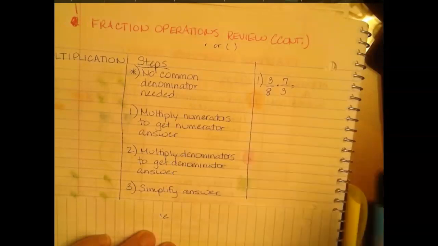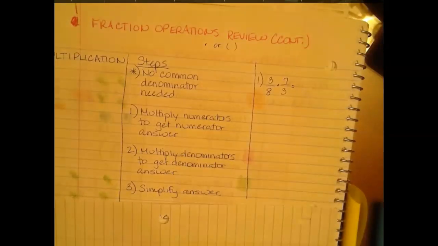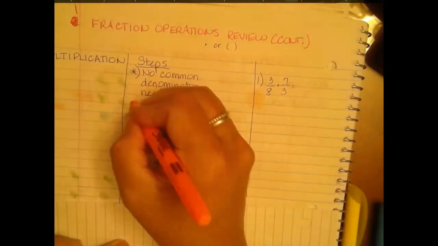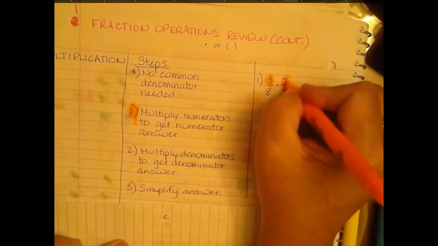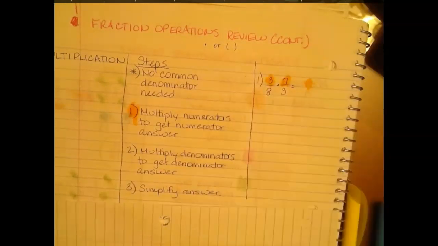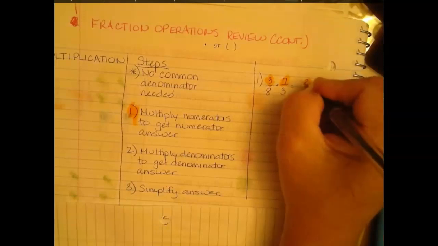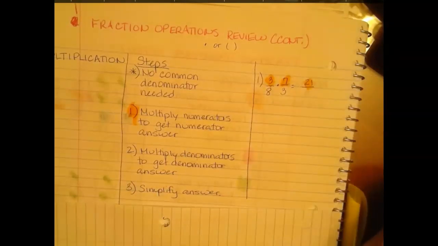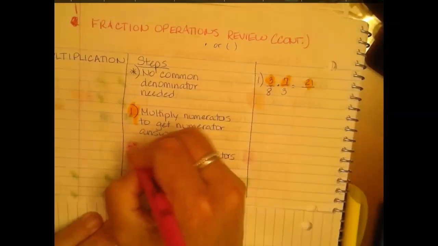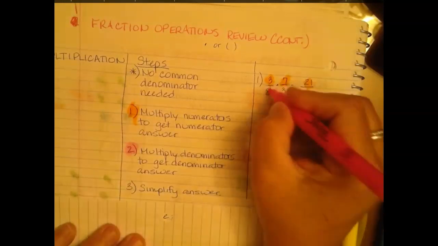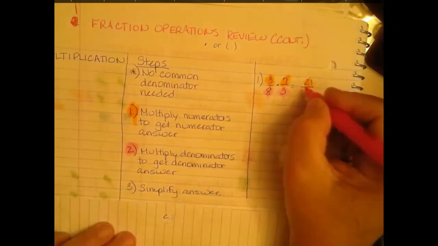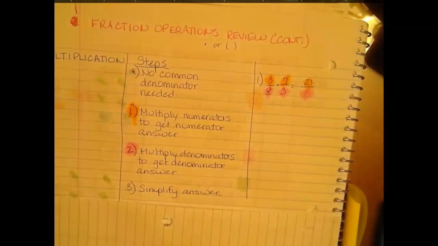3 times 7. Okay, I'm going to go back and highlight again. Step 1 is multiplying the numerators to get the numerator answer. 7 times 3 is 21. Step 2 is multiplying the denominators to get the denominator answer. So that will be 8 times 3, which is 24.